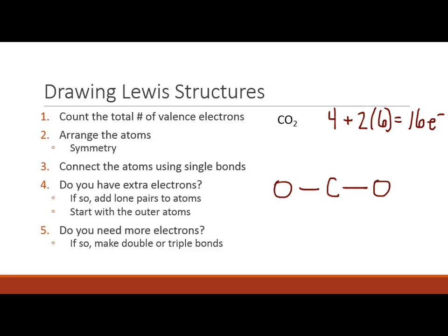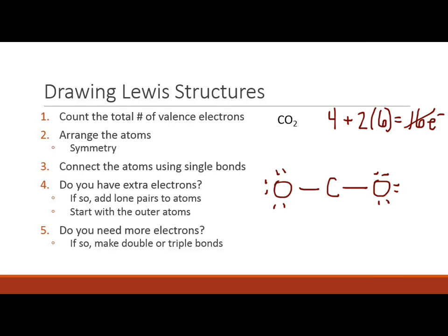And now, on step 4, I do have a lot of extra electrons, right? I've used 2, 4, so I still have 12 electrons. So I'm going to start filling up the octets around each of my oxygens. All right, I've used 2, 4, 6, 8, 10, 12, 14, 16. I've used up all 16 of my electrons.